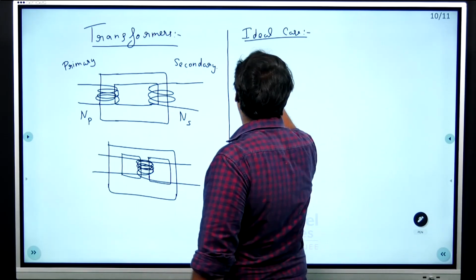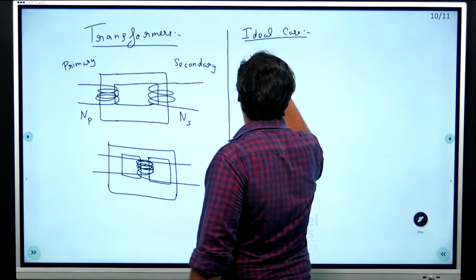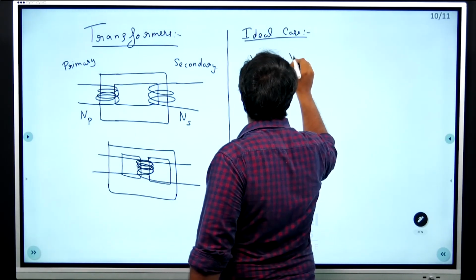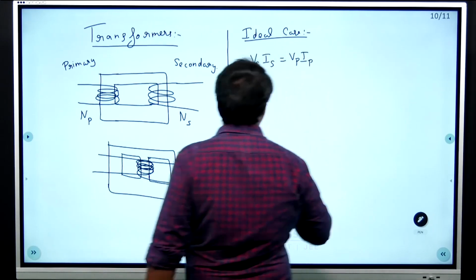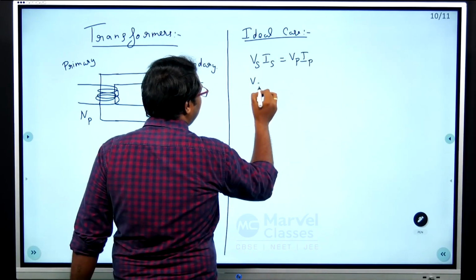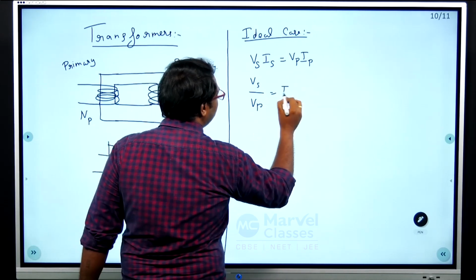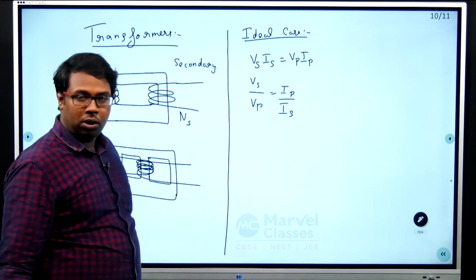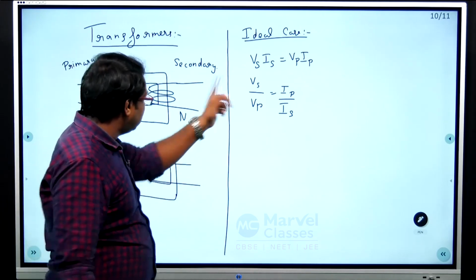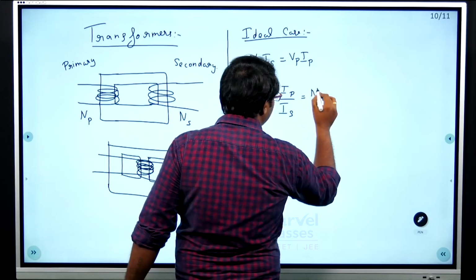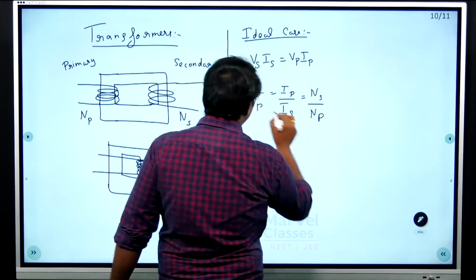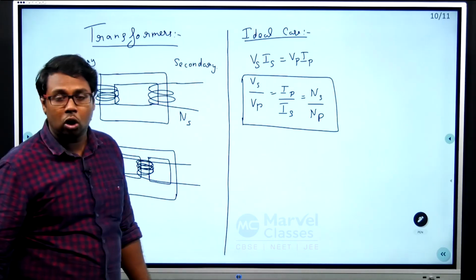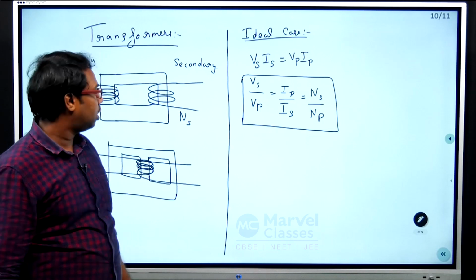So, Vs into Is is equal to Vp into Ip. If I try to rewrite this, Vs by Vp is equal to Ip by Is, which is equal to Ns by Np. So, this is the formula that we will use whenever we come across an ideal transformer.